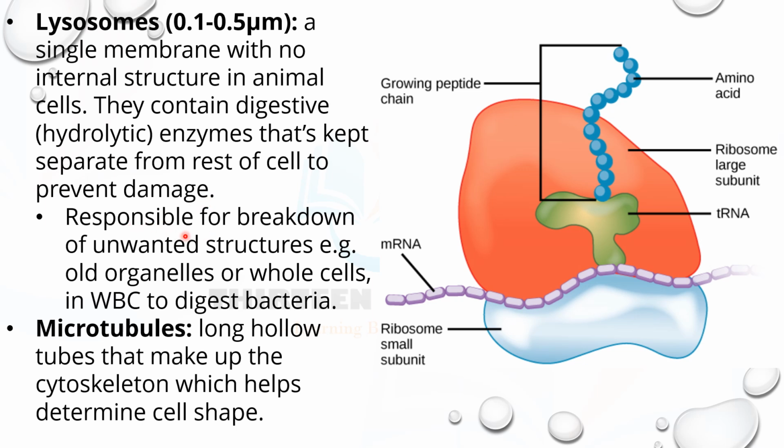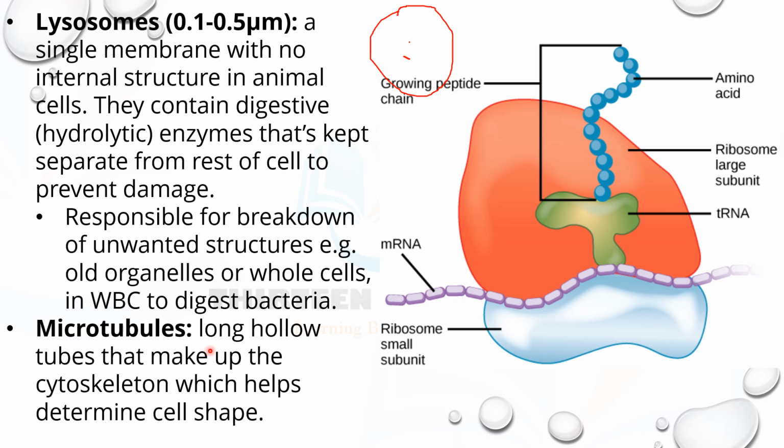So you see, what is their function? They are responsible for intracellular and extracellular digestion. They break down unwanted structures, for example old organelles in the cells or whole cells. In phagocytes, they digest bacteria. All right, that's about the lysosome. The lysosome is just spherical, like this. It's a large vesicle made by the Golgi. Look at it, you just have the enzymes right there inside.